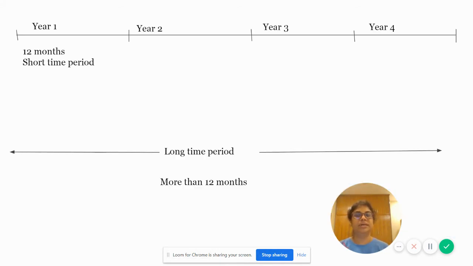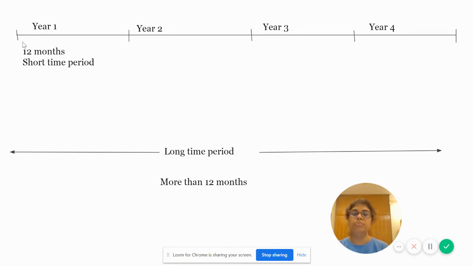So based on this time period concept, or the accounting period concept, the assets and liabilities of a business will be categorized into different types. Basically, we are categorizing them into two. That categorization will arise based on the time period. So it's better for you to get an idea about this time period like this.